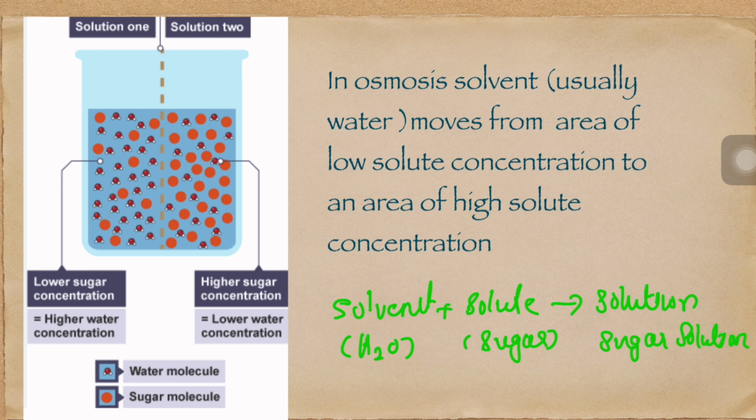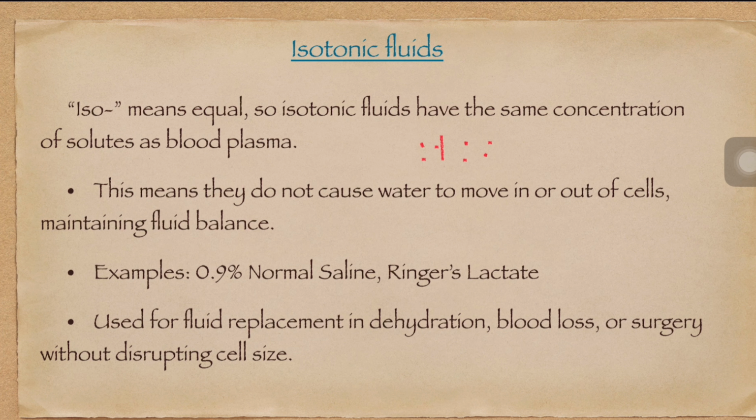Okay, the solvent molecule, here the water molecule, moves from the area of low solute concentration to the area of high solute concentration. Here you can see the sugar molecule concentration is lesser in solution 1 compared to solution 2. So this water molecule will move from the area of low sugar concentration to the area of high sugar concentration. This same principle is used in the treatment of certain medical conditions using IV fluids, iso, hyper and hypotonic. Let's see how the principle of osmosis works with IV fluid.